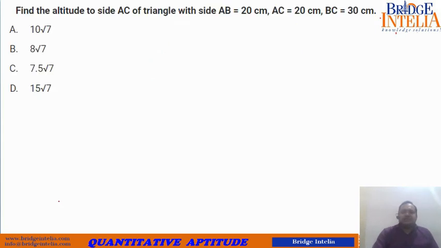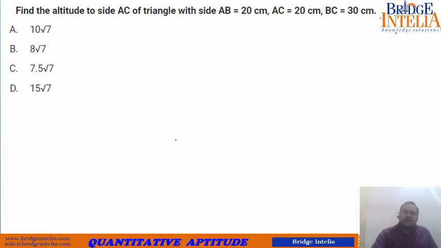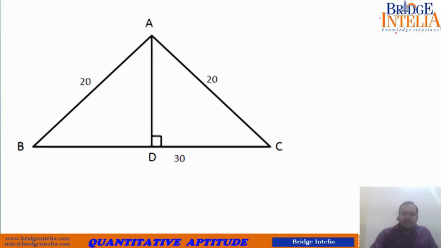So let's do that. Find the altitude to the side AC of a triangle with side AB equal to 20, AC equal to 20 and BC equal to 30. So let's draw the diagram for this. This is the question. This is an isosceles triangle. This is 20, this is 20 and the base is 30. So what have we been asked to find? We have been asked to find the altitude to the side AC.